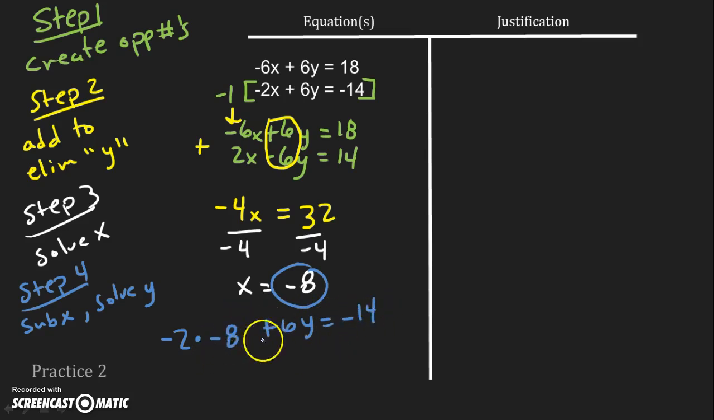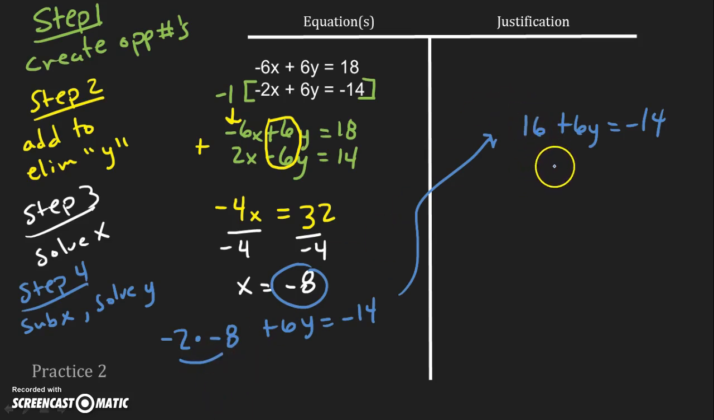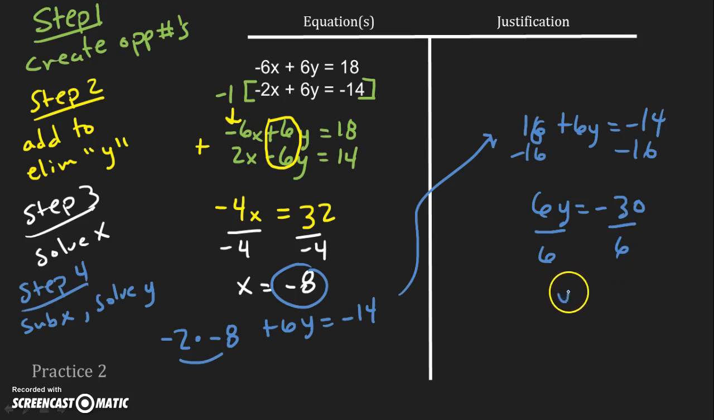We can go ahead and simplify this. So I'm going to go ahead and simplify it and write it up here. What we get is 16 plus 6y equals -14. This multiplication is what we simplified. Now we can use inverse operations to solve. Minus 16, minus 16. We're left with 6y equals -30. And we can divide both sides by 6, and we get y equals -5. Our coordinate point here is -8, comma, -5. X before y.